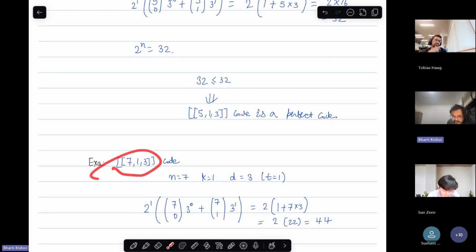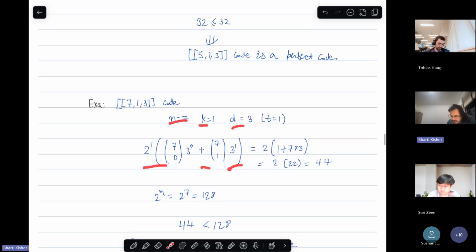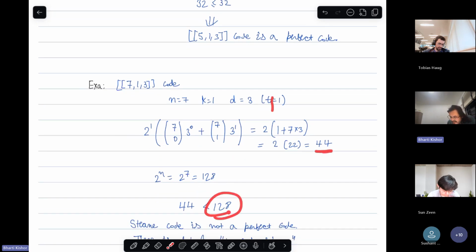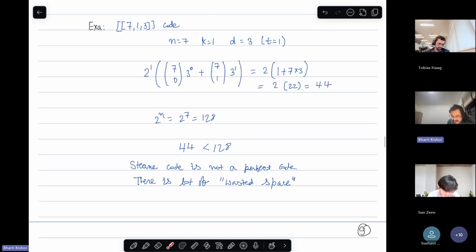But for the Steane code, the [[7,1,3]] code, when you calculate n equal to 7, k equal to 1, and d equal to 3, the same thing, your left hand side is 44, and right hand side is 2 to the power 7, which is 128. Which means Steane code is not a perfect code, which means there is a lot of wasted space, if you can say. So in a Steane code, the way the code words are packed, there is a lot of wasted space.